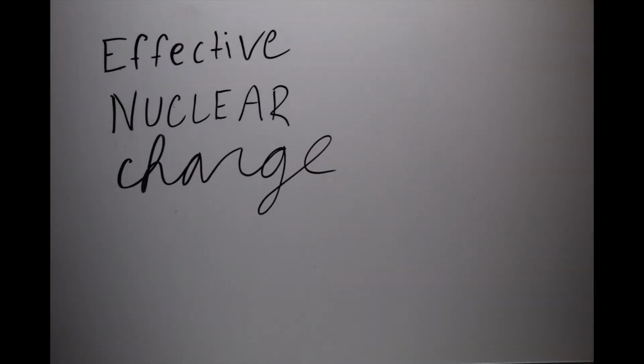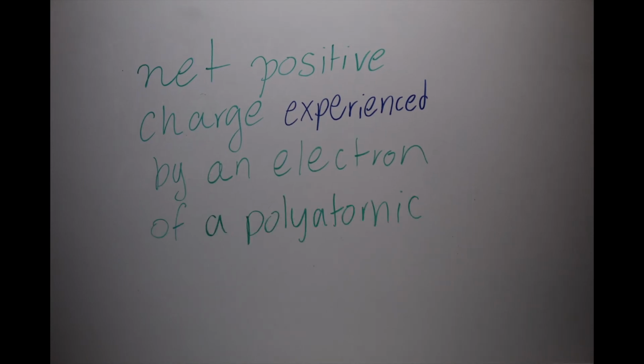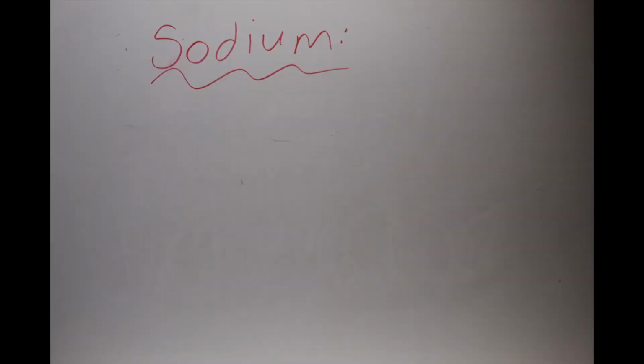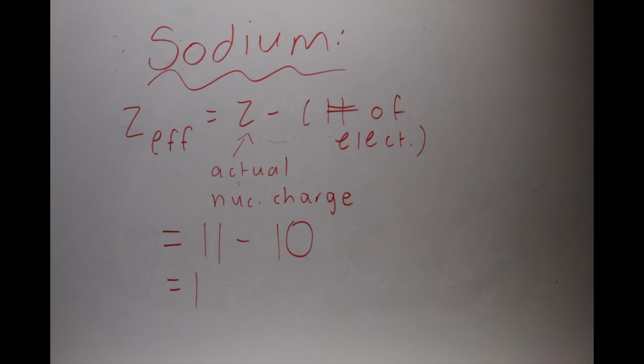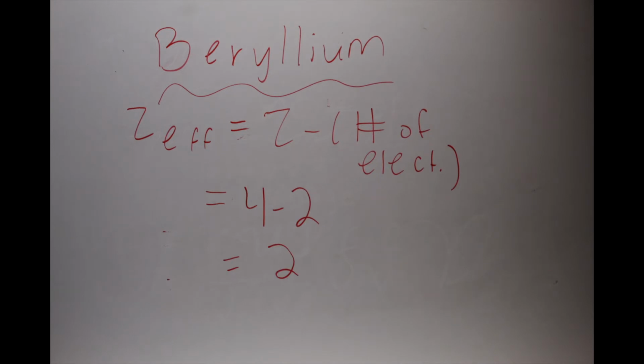It is now important to talk about effective nuclear charge, which is the net positive charge experienced by an electron of a polyatomic ion. We calculate this by subtracting the number of electrons from the actual nuclear charge. We can see that there's a higher effective nuclear charge for beryllium.